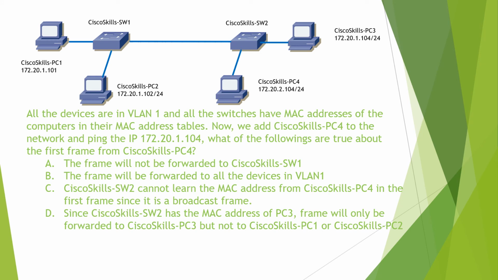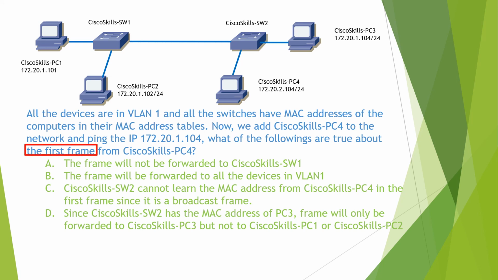The question reads, all the devices are in VLAN 1 and all the switches have MAC addresses of the computers in their MAC address tables. Now we add Cisco Skills PC4 to the network and ping the IP 172.20.1.104. Which of the following are true about the first frame from Cisco Skills PC4? So the keywords for this question are the first frame.